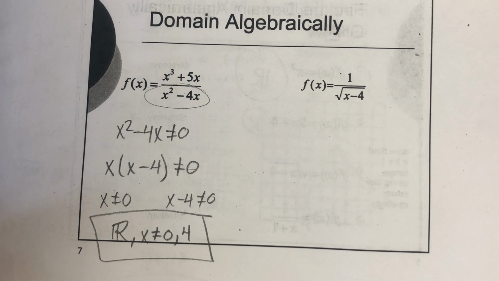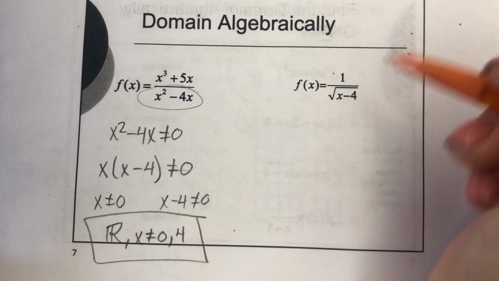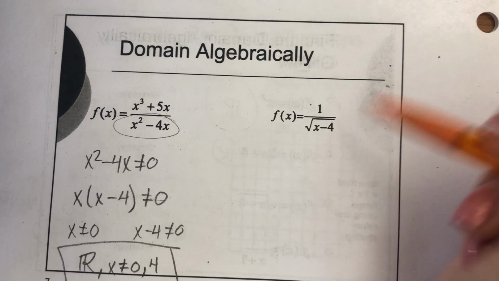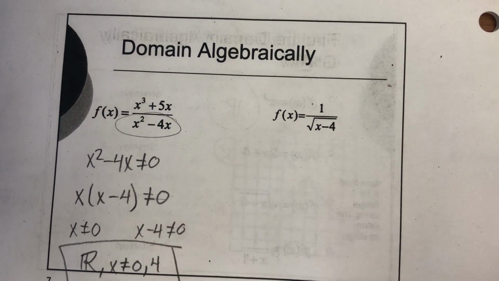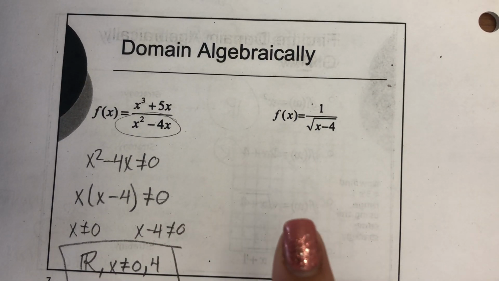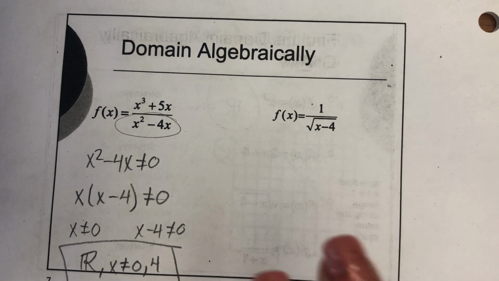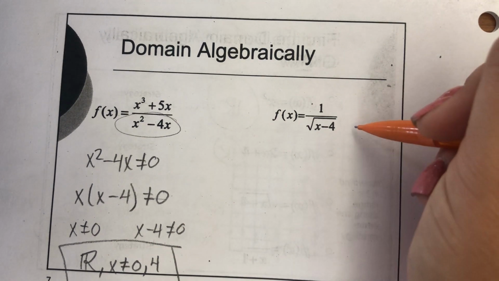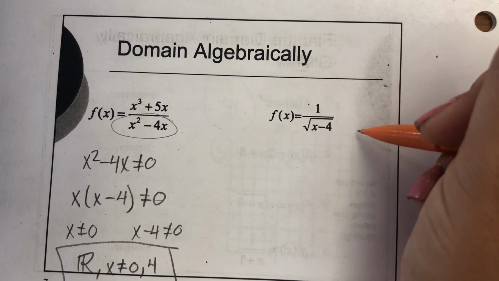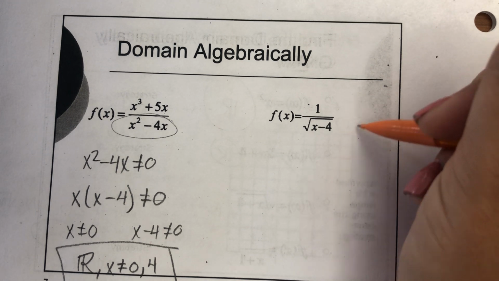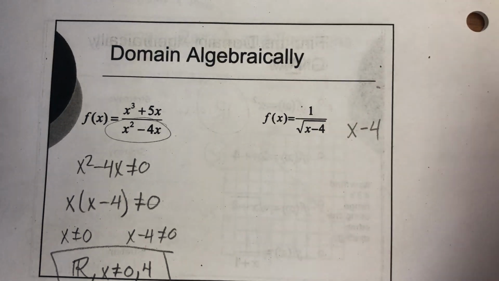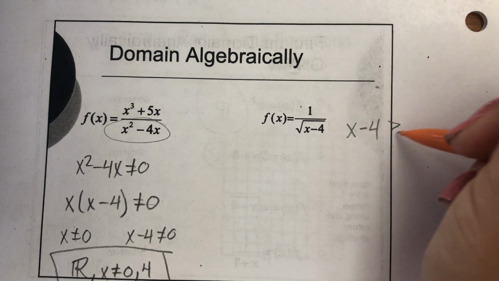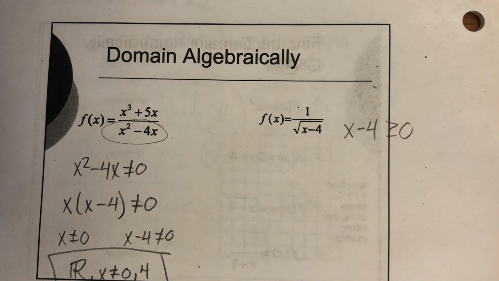All right, let's do this next one. So this next one, alert, I have 2 things that cause domain restrictions. Thing number 1, square root. Thing number 2, denominator. All right, so I know that what's underneath my square root, my argument, so x minus 4, normally for square roots, I'd say that has to be bigger than, but it could be equal to 0, because I can take square roots of 0.